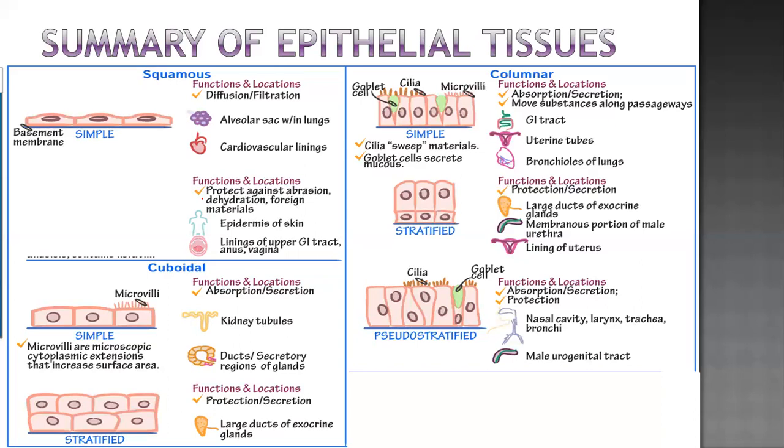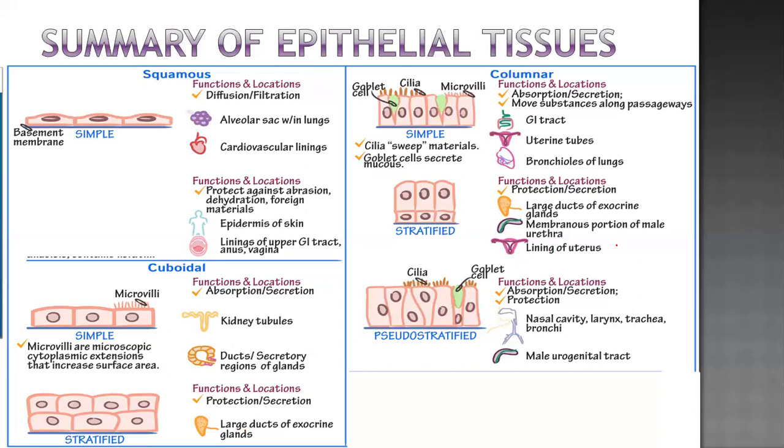body. Then we will see cuboidal cells. So cuboidal cells do absorption and secretion. Its function is present in the kidney tubules, ducts, secretory regions of glands, like it produces the secretions in the body, protection and secretion, and large ducts of exocrine glands, like the glands which produce some secretions.